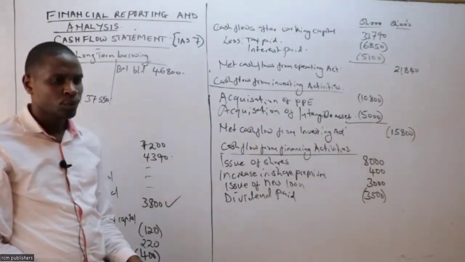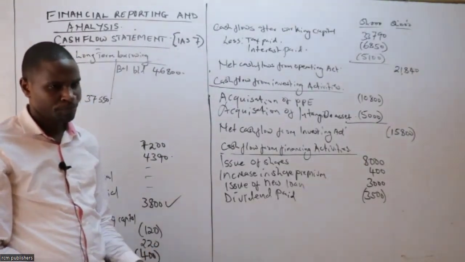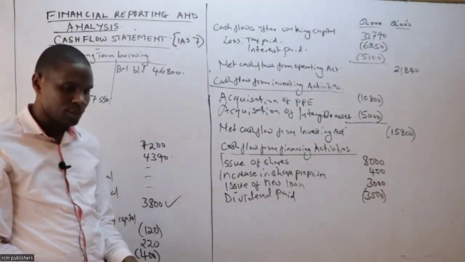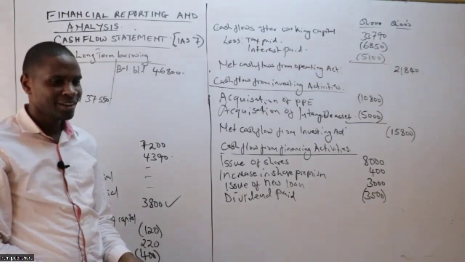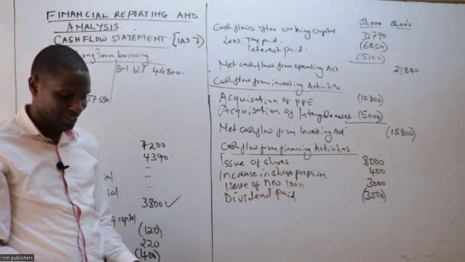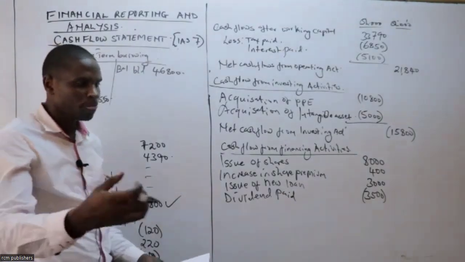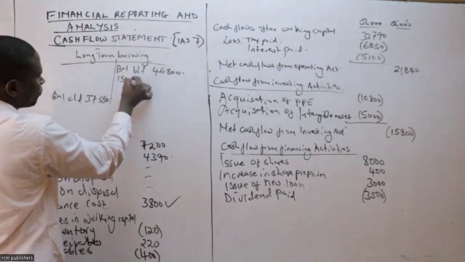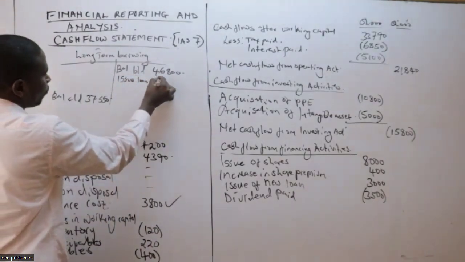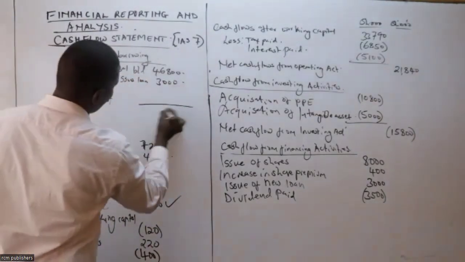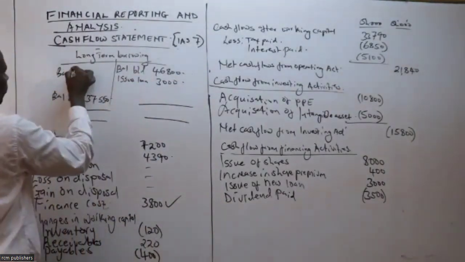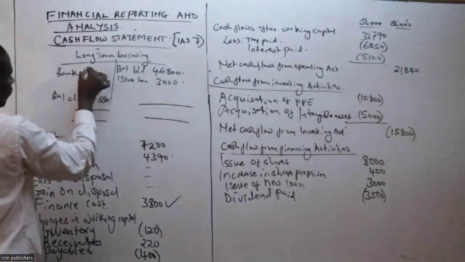Do we reduce, or do we increase? Look at that statement, it will guide you. Carola already sees that. If you look at that statement, if we issue, it will increase our loan. So issue of 3,000. So the balancing figure, that means they paid the loan from the bank account.